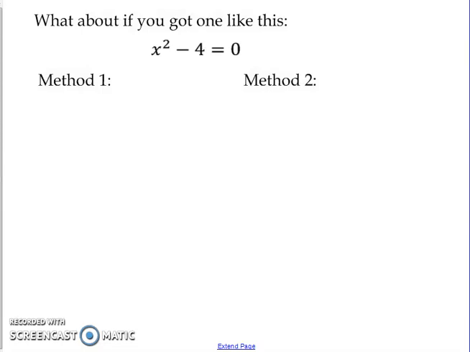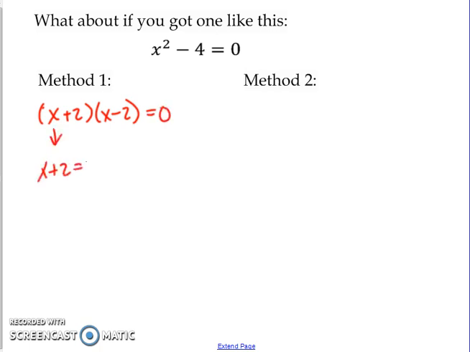If we have an equation like x squared minus 4 equals 0, there's two ways that we can solve this. The first way, we can factor this. Since this is a difference of squares, we could take the square root of x squared, which is x, the square root of 4, which is 2, and we could write this as x plus 2 and x minus 2 equals 0. And then we can set each one to 0 and solve.